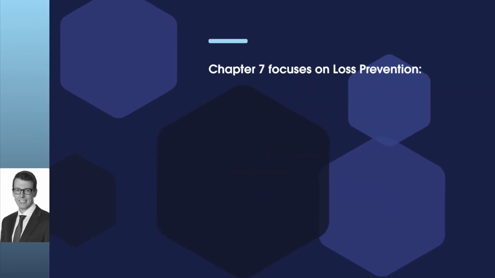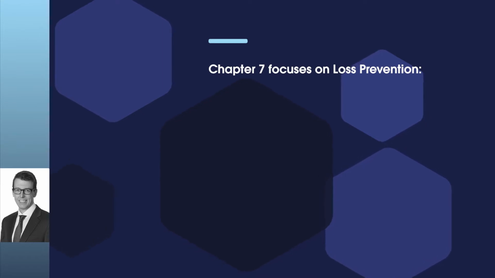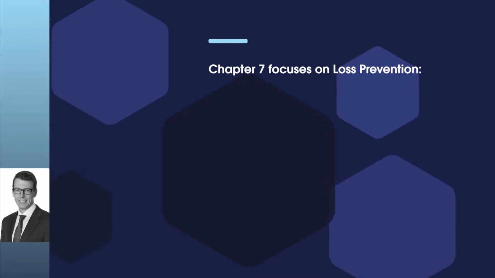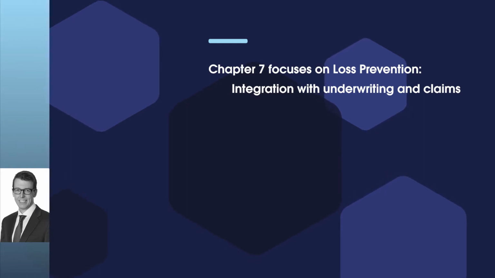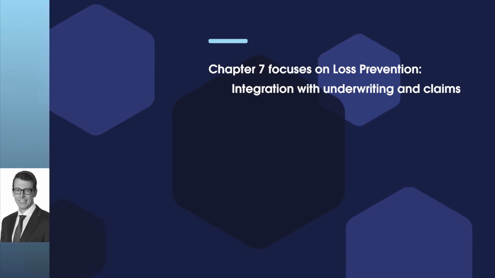Loss prevention. Chapter 7 talks about the prevention of losses, which is key to both the club and the member. These losses are not just commercial losses, but also loss of life or limb, environmental damage, or reputation damage following an incident. The Loss Prevention Department works with the underwriting and claims functions. They work both proactively before an incident has occurred and reactively after an incident has occurred to prevent it from reoccurring.